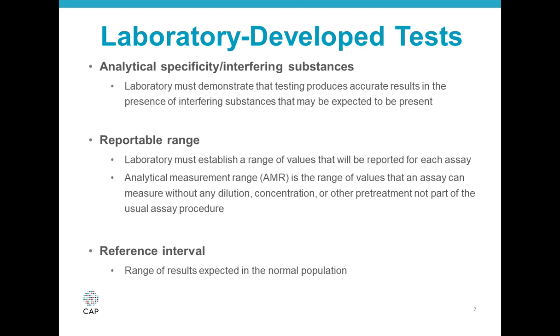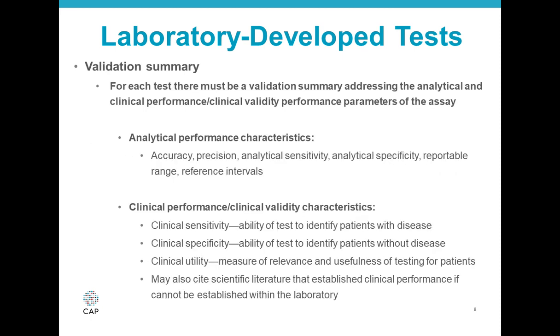The analytical measurement range, or AMR, is basically the range of values that an assay can actually measure without any dilution, concentration, or other pretreatment that would not be a part of the usual assay procedure. And then the final analytical performance parameter is the reference interval, which is basically the range of results that are expected in the normal population.